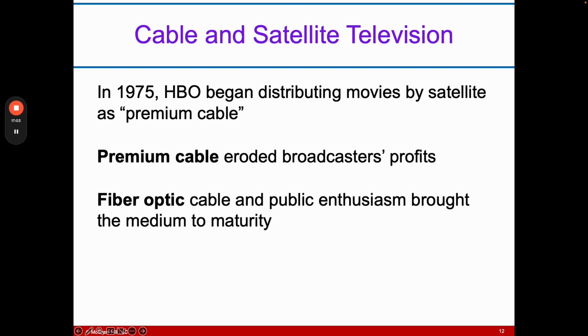We end up getting into premium channels like HBO and Showtime, and that started in the 1970s. You can look for more history on those things. I think the big thing to note when HBO and other players came in was that premium cable eroded the broadcasters' profits. The main ABC, NBC, and CBS, they started taking chunks of shares.